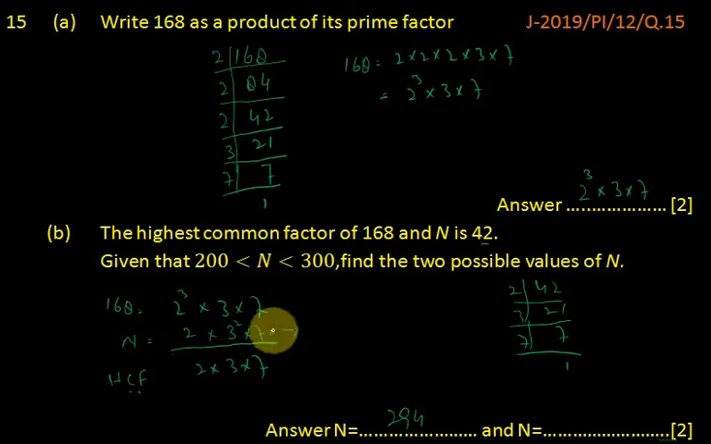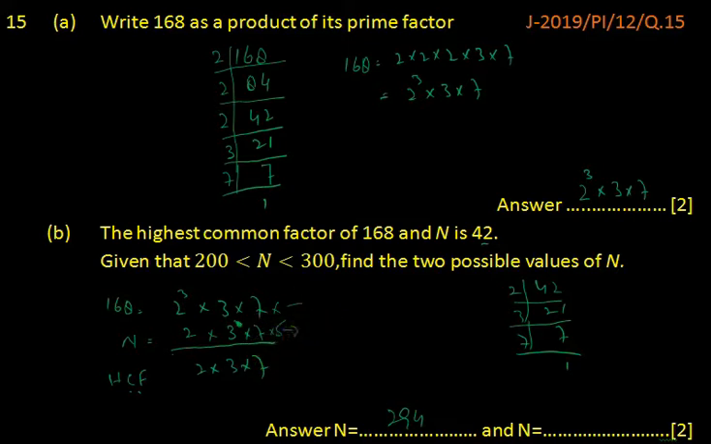We can write 5, because in HCF we take only the common number. So 5 is not present here, so we avoid taking 5. But there is a possibility that 5 is in this value. N can be represented by 2 multiplied by 3 multiplied by 7 multiplied by 5. So the possibility is that n could be 2 multiplied by 3 multiplied by 7 multiplied by 5.